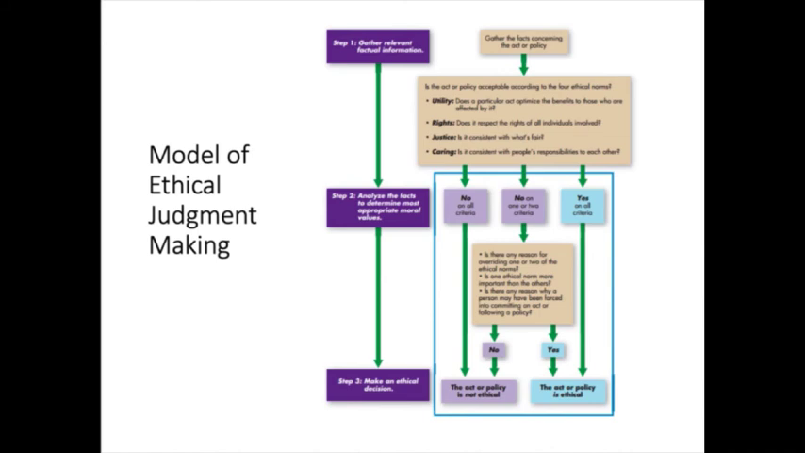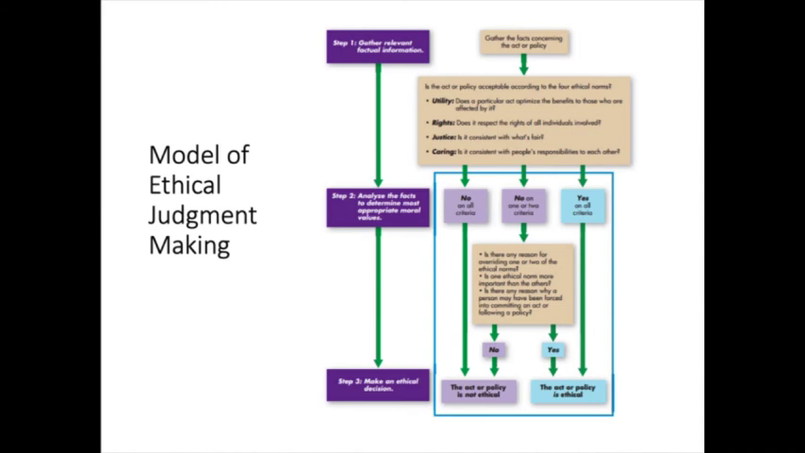And essentially what this attempts to show you is the process we've just told you about in these slides, right? Step 1, gather the relevant factual information. And you are then going to weigh this against the ethical norms that we discussed, the ethical norms of utility, rights, justice, and caring. You're going to try to analyze the facts to determine the most appropriate moral values. Is it no on all criteria, no on a few, or yes on all criteria?